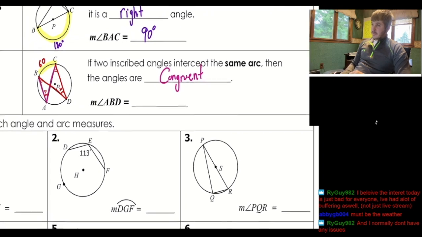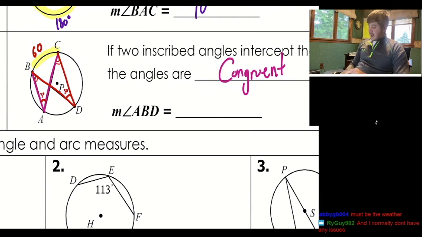So in this one, it says the measure of angle ABD is going to be congruent to the measure of angle ACD.